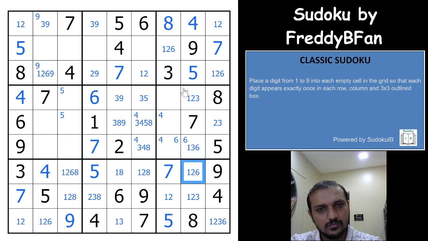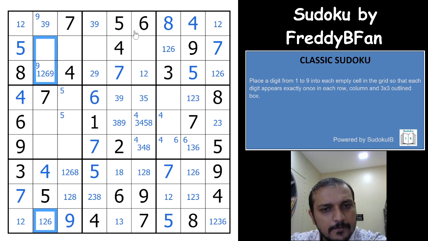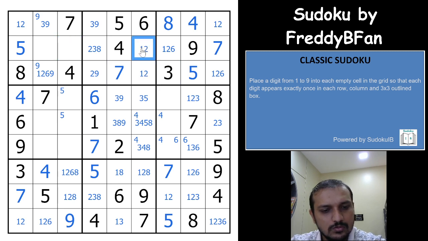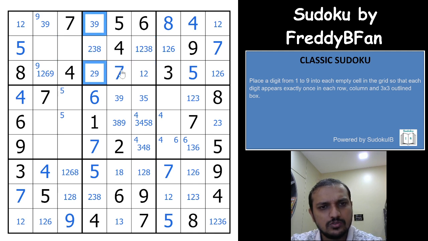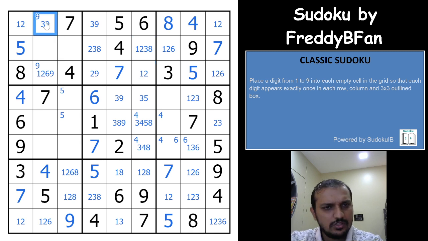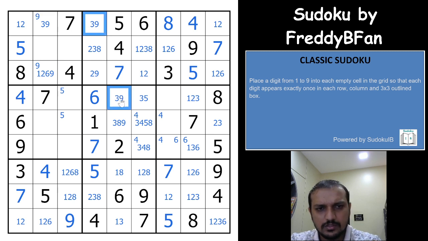No, 6 is in one of these 3 cells. 1, 2, 3, 8, 9 has to be in one of these two cells. No, that isn't helping much. This 3 and 9, this 3 and 9, it's not very helpful. There is a 3 and 9 here as well, but that isn't helpful much.